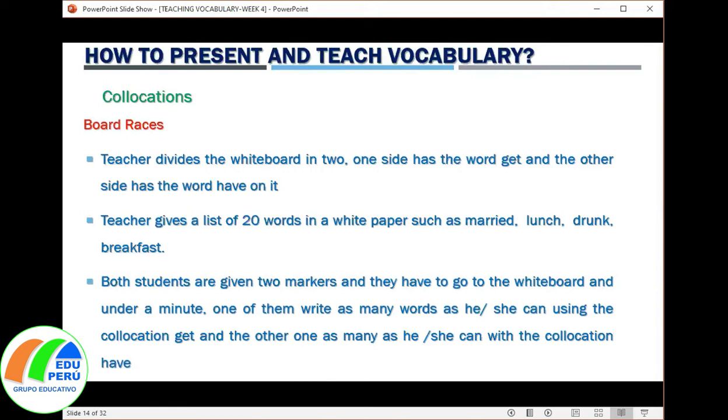So this is like a contest, no? That's why here it says races. Who wins, or who writes the most in 1 minute? No, with these phrases, these collocations.